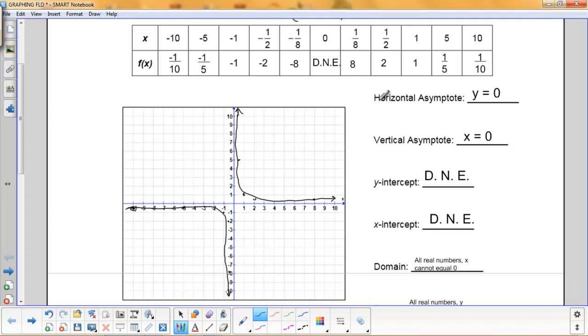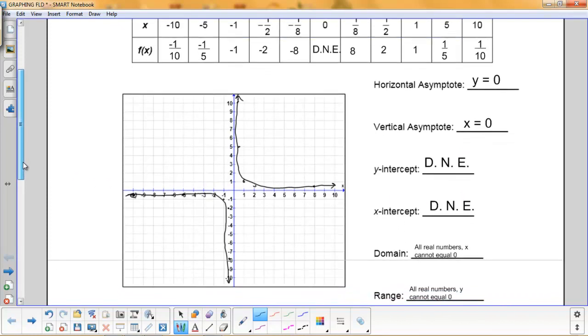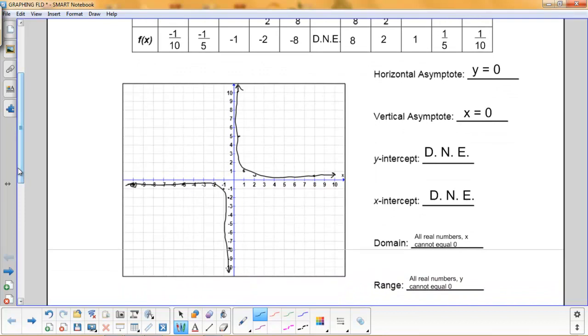The horizontal asymptote in the rational parent function is y equals 0. The vertical asymptote in the rational parent function is x equals 0. Because these asymptotes fall on both the x and y axis, the y-intercept and the x-intercept do not exist. That's what DNE stands for. You'll see error in your calculator, and another term you'll see is undefined.